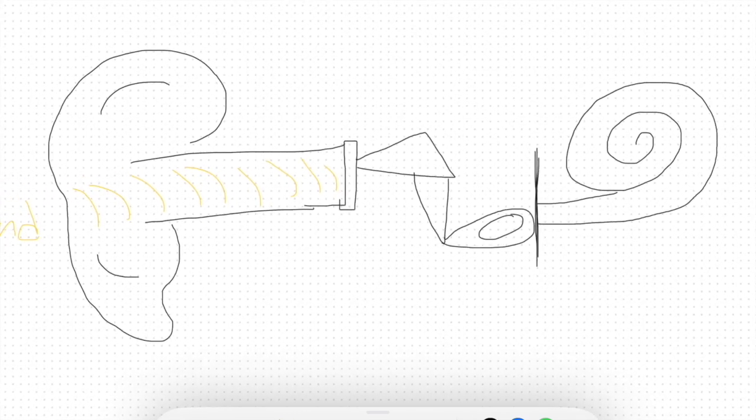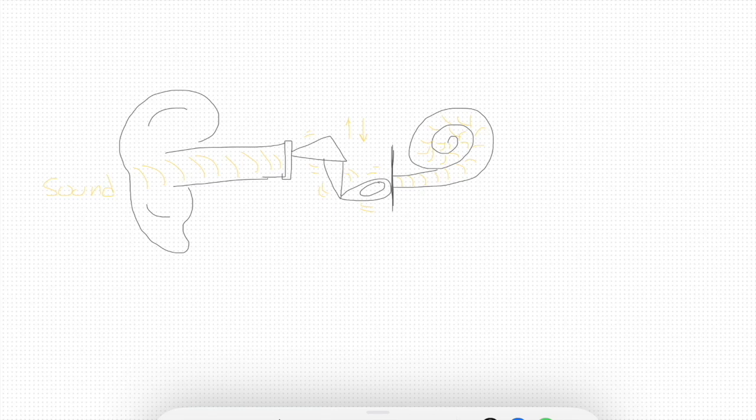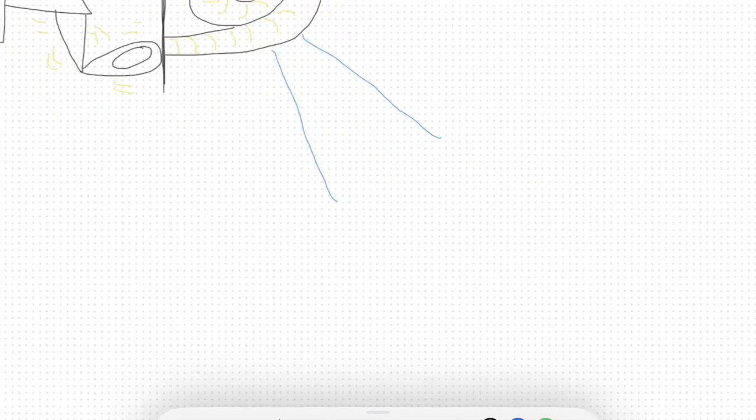The vibration of the eardrum is transmitted through the middle ear ossicles, which amplify and transmit the vibration to the oval window of the cochlea. The vibrations of the oval window cause fluid waves within the cochlea, specifically within the cochlear duct containing the organ of Corti.